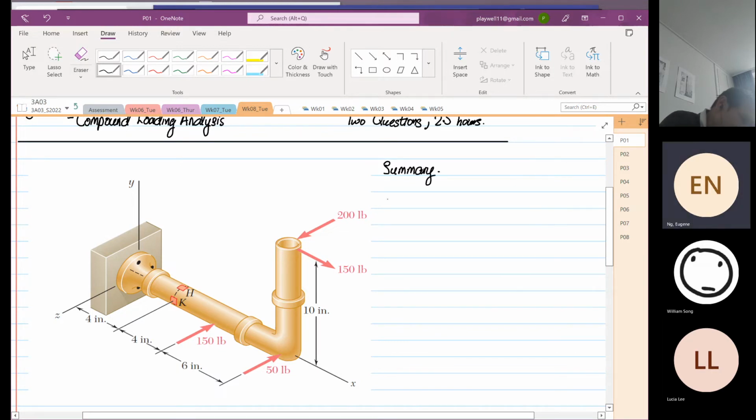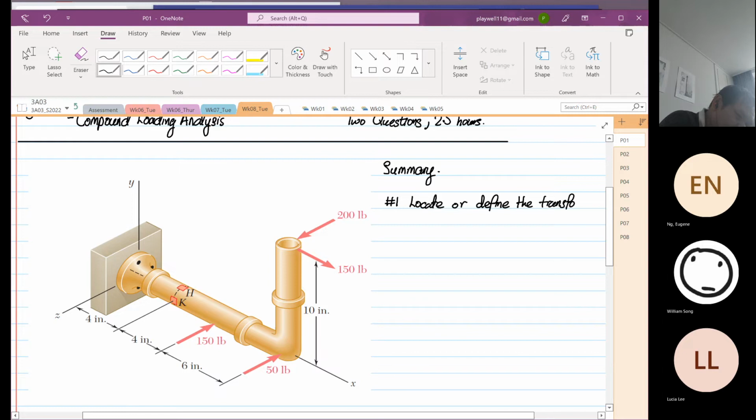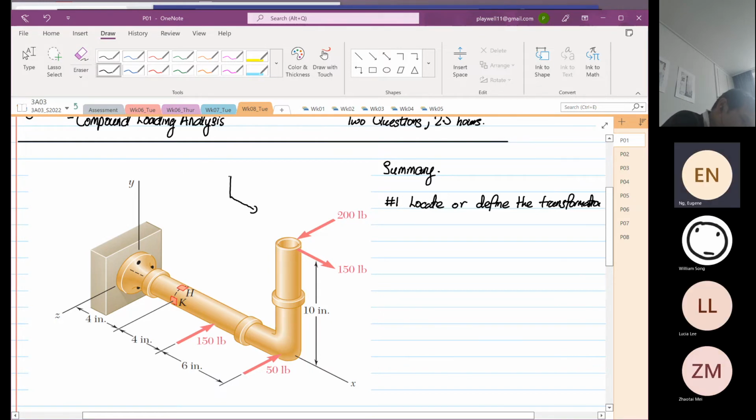So the first thing we were to do is to locate or define the transformation. So what do I mean by that? So we draw our transformations. For this question, the direction of the transformation is given. So this is our x, this is our y, and this is our z.